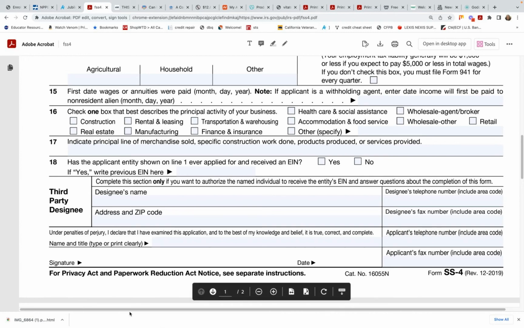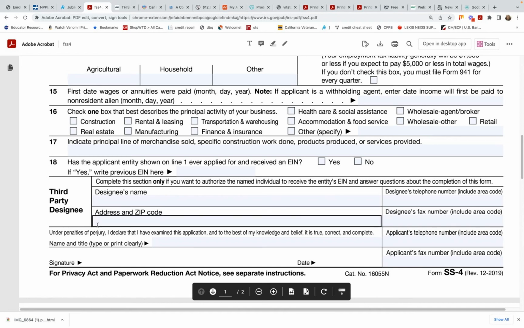They may follow up with questions if you put that you have applied and received the EIN, because they're probably curious why you're requesting another one. It says the applicant entity, so it is specific to the entity that you are applying for. If you check yes, that means you have one, and you need to call the IRS to find out what that is versus getting a new one.